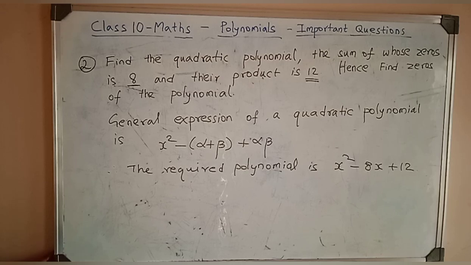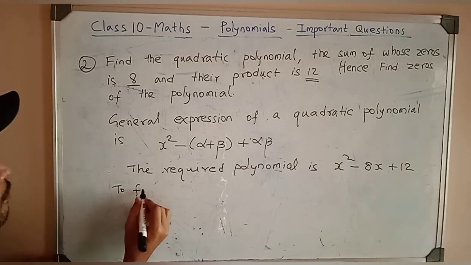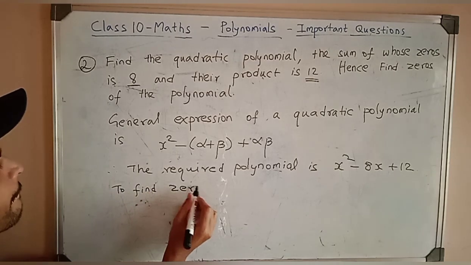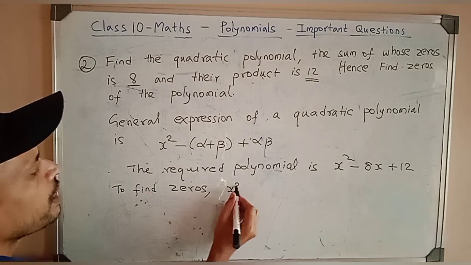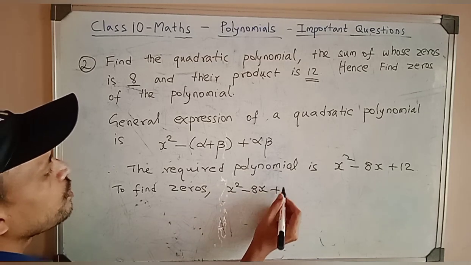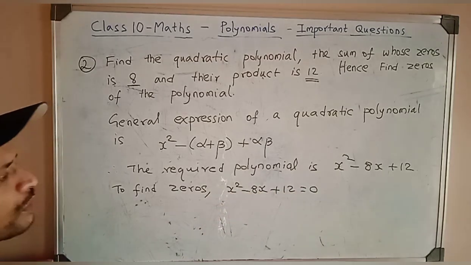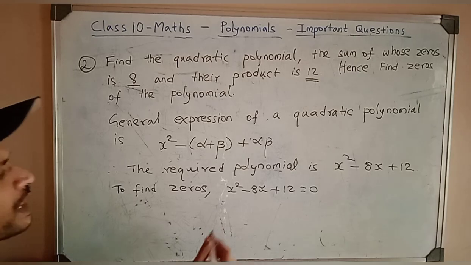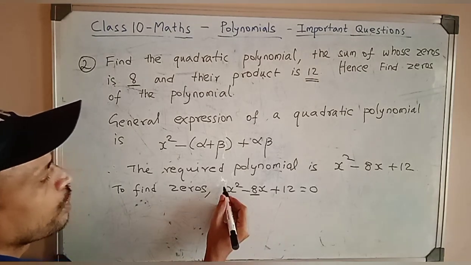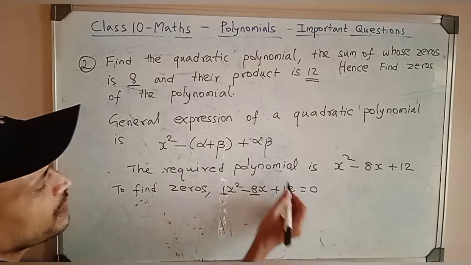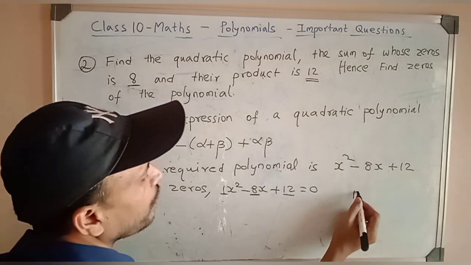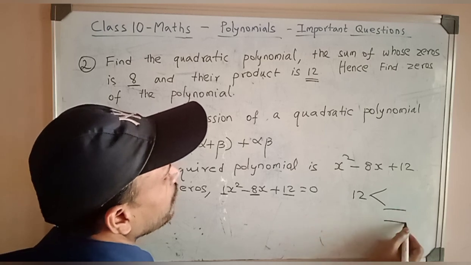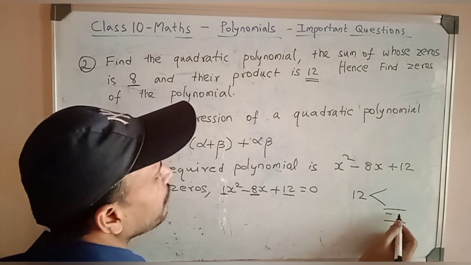So this is the first part in the solution. The second part, I have to find the zeros of the polynomial. To find the zeros of the polynomial, I have to equate the given polynomial to 0. x square minus 8x plus 12 is equal to 0. Now we have to factorize the polynomial and then equate each factor to 0 to find the zeros. So here the middle term is minus 8 and the coefficient of x square is 1. So the product of 1 and the constant term 12, 1 into 12, is 12. I have to split the middle term so that the product is 12 and the sum is minus 8.